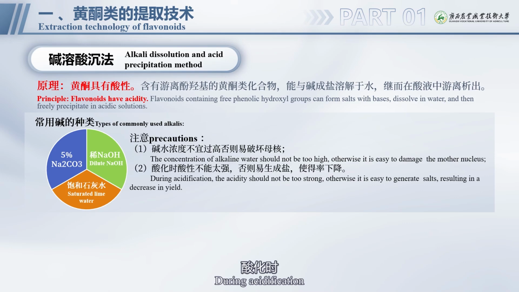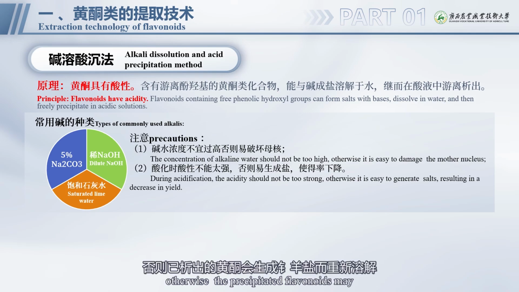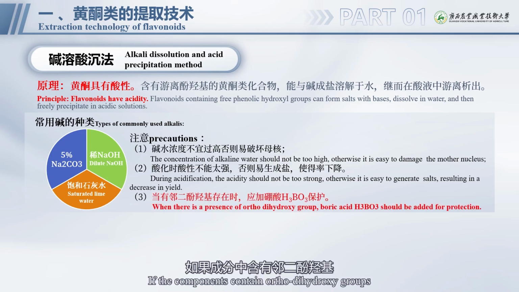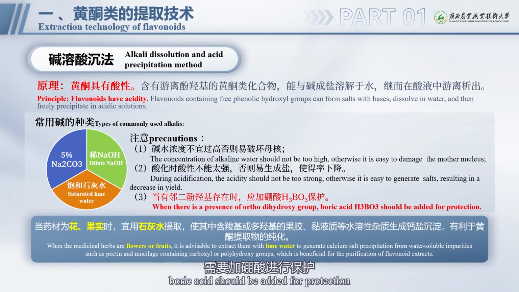During acidification, the acidity should also not be too strong. Otherwise, the precipitated flavonoids may form oxonium salts and dissolve, reducing product yield. If the components contain ortho-dihydroxyl groups, boric acid should be added for protection.